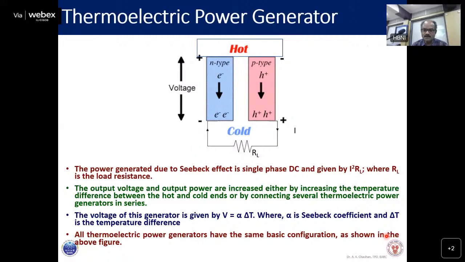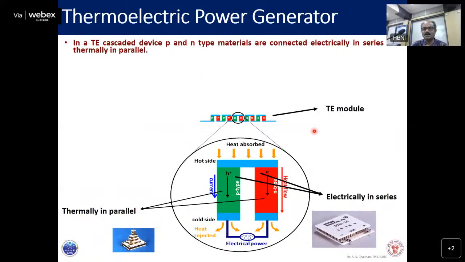So all thermoelectric power generators have the same basic configuration as shown in the above figure. In this figure, you will have one N-type and one P-type, and then they will be connected like that. And then there are several such units, such legs, added in parallel and series to make a bigger power, where more power is extracted out of the thermoelectric device.